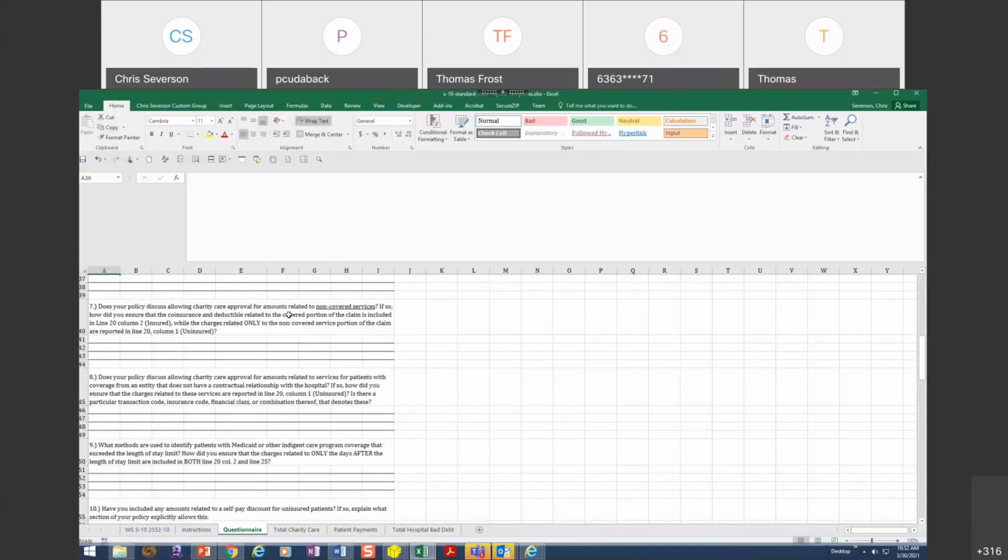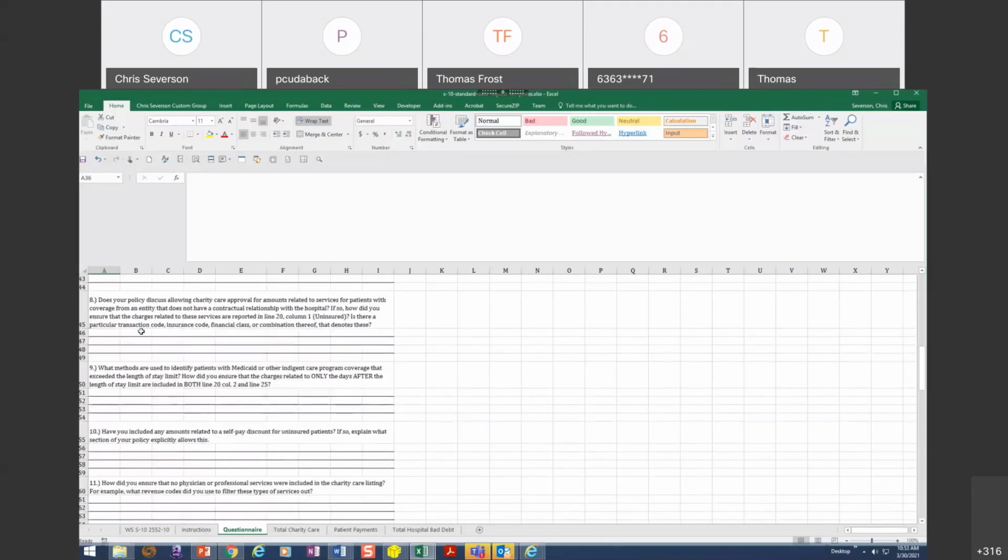Number 7 is very similar, only it's non-covered services. It's not so much a time limit or a dollar limit. It's just that this particular service is not allowed at all under that insurance company, but the rest of the claim was. So the same thing, how did you split it? Does your policy allow it? And how did you split it?